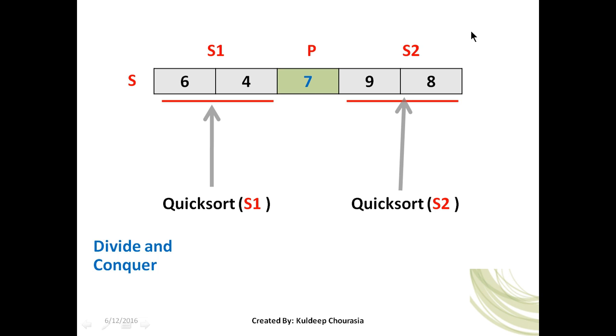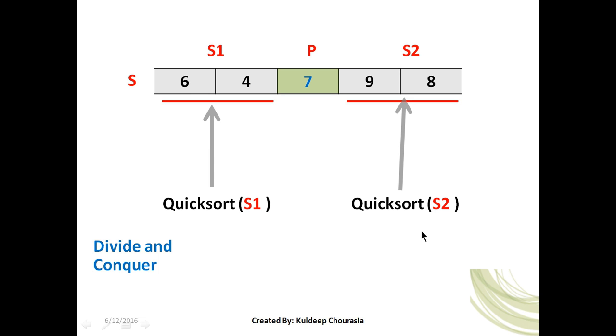So every time I apply quicksort, I will divide my problem into two parts. So if we are given a problem, we divide it into two parts, then divide those two parts into four parts, then divide each part into two parts, so we get 8 parts. So we divide, and a stage comes when we are not able to divide further. At that point we stop.